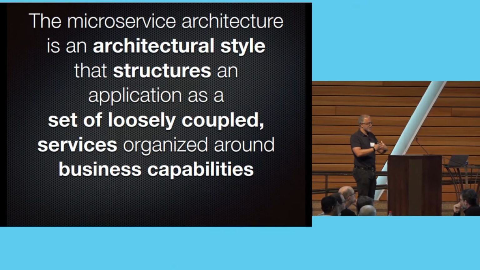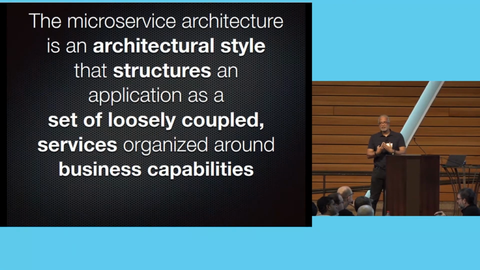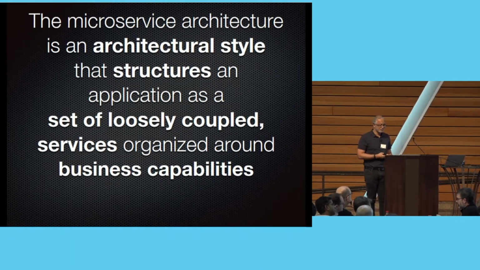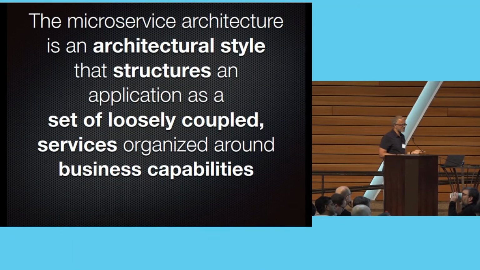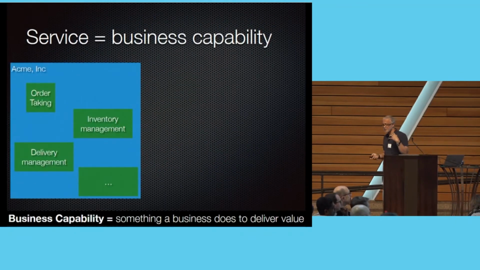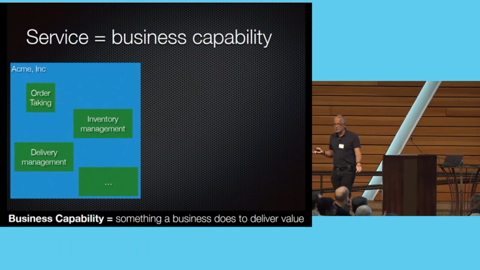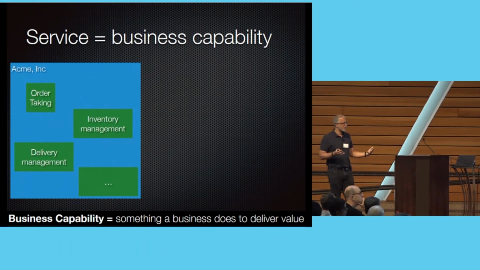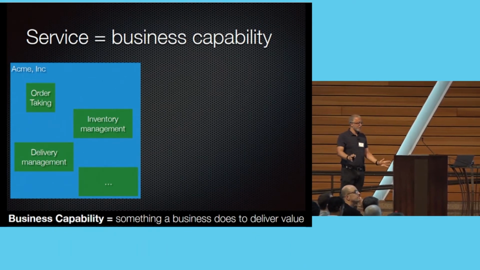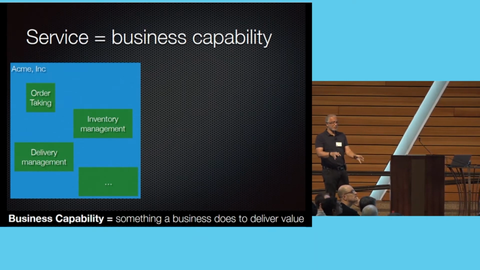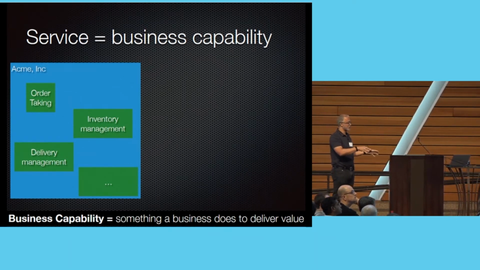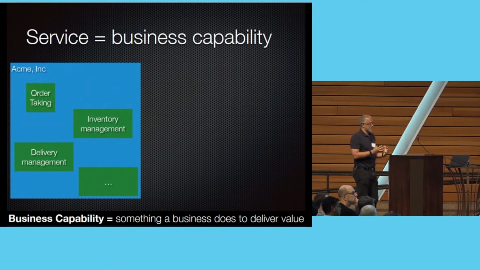So each service in your architecture implements a particular business function. The notion of business capability is a little abstract. The strict definition of it comes from business architecture, but it's really something that a business does to deliver value. So if it's an online store, you've got order taking, inventory management, delivery management, and so on. In a purely manual business, you would have people or groups performing those functions, and that's your business architecture.